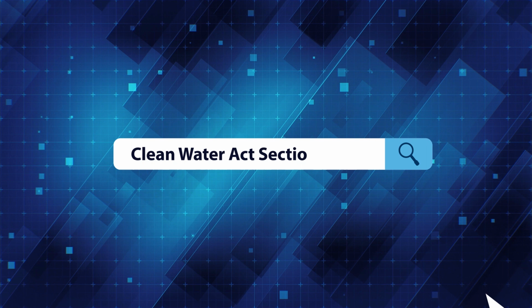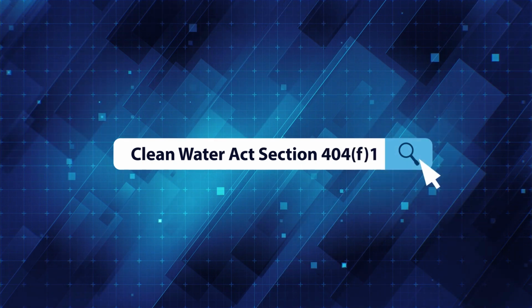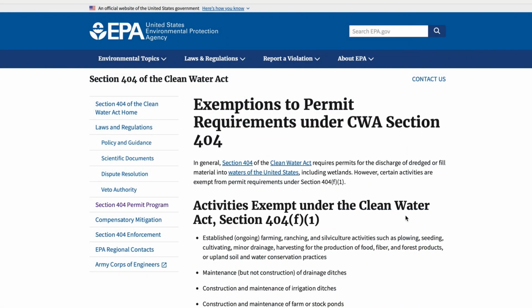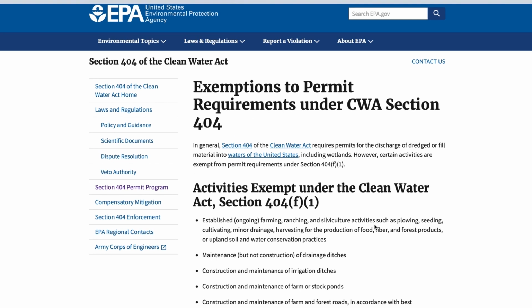Exempt. Under Federal Section 404 F1, certain activities are exempt from Section 404 permitting. An applicant's project may have some impacts to streams or wetlands, but still be considered exempt from the need to apply for a federal Section 404 permit.